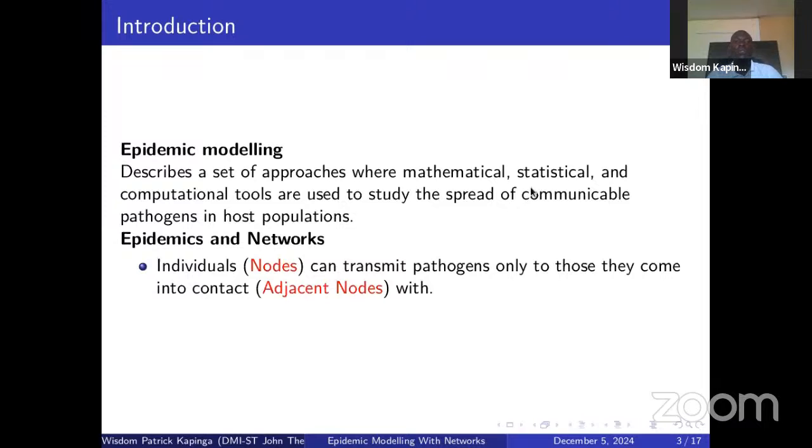So when we talk now of epidemics and networks, we are looking at the connection between the concept of networks and the concept of epidemic. As I've already said, when we look at the epidemic, we're looking at the spread of communicable disease, and you are looking at a group of people where some of them have the disease and they can infect others.